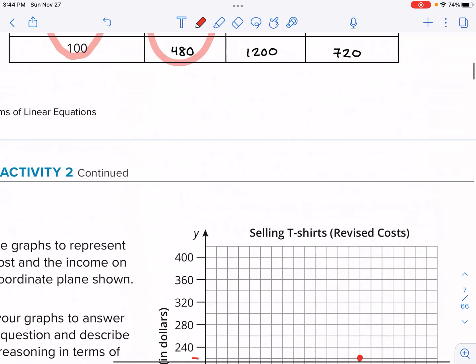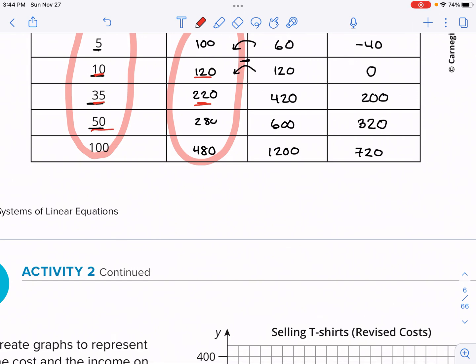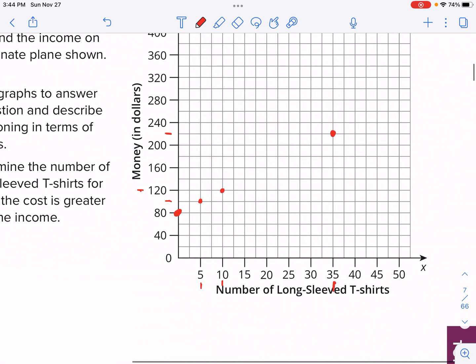Okay, and we'll go one more. We'll go to 50 and 280. So 50, 280 right here. Let's see where they join. Okay, and let's go ahead and join all these points one more time. Just like the last lesson, you can use a straight edge if you want to borrow one. This represents cost, and this is the equation, y equal to 4x plus 80.